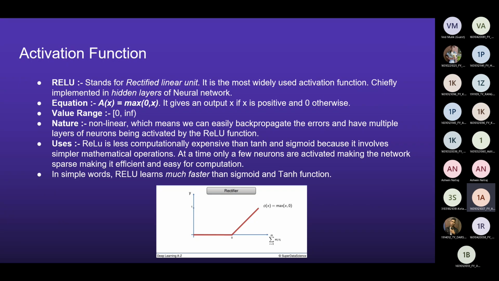Then we have the ReLU function, which is the most commonly used activation function. And the equation for this is max of 0, x. So this means that if the input to this function is a positive number, then that is the output itself. And if the input is a negative number, then the output is 0. And ReLU is computationally less expensive than tan hyperbolic and sigmoid because it doesn't use any complicated mathematical operation. And that's why it learns faster than the other activation functions.